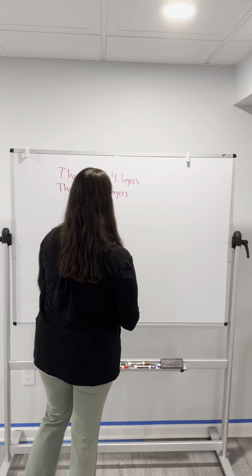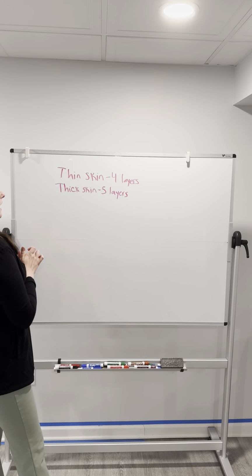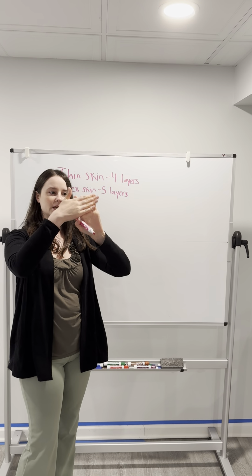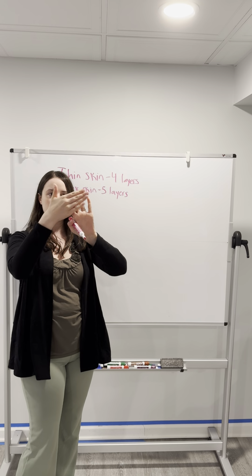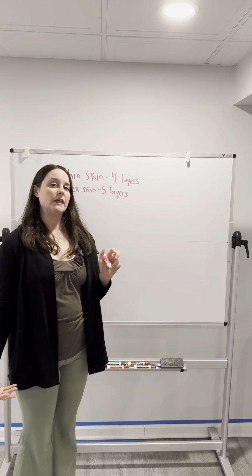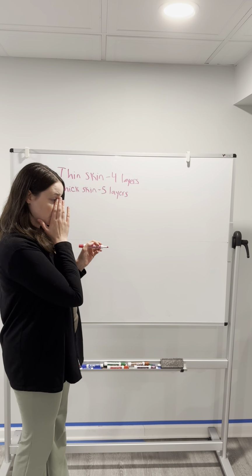So it has 5 layers. Okay, we'll go through each of the layers. Thick skin is only found on the palms and the front of our fingers, on our hands and the soles of our feet.